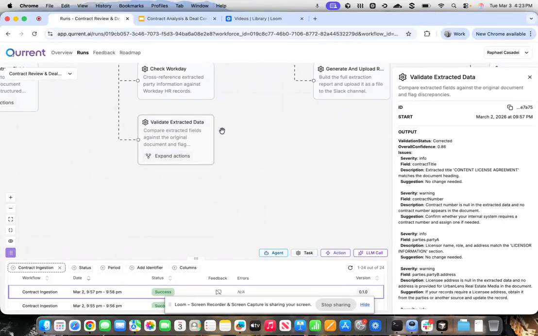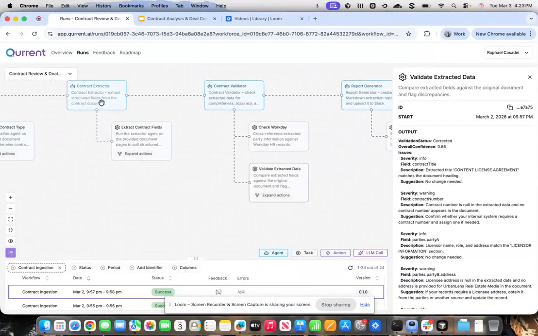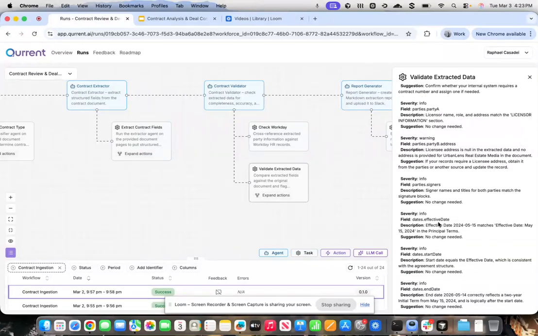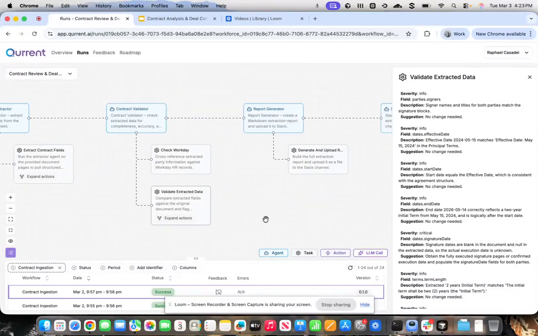And then the second, which is one of the most important, is the validation of the extracted data. It's an agent that is essentially double-checking that all the information extracted from the previous agent is actually accurate, and tries to understand each of those critical pieces of information, make sense of it, and understand what's very critical versus what's more informational in the contract. So as you can see, the severity, the field, the description, and also some potential suggestions as to whether or not this contract is sound and something should be done.